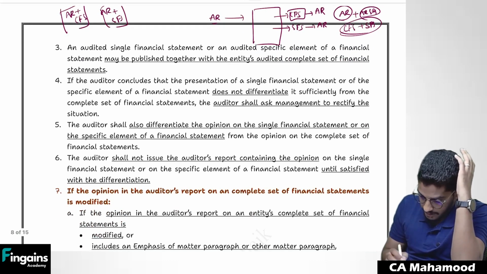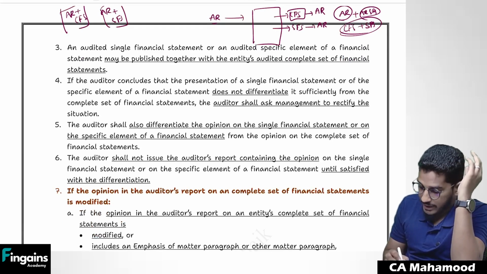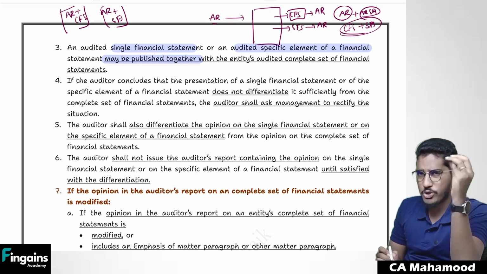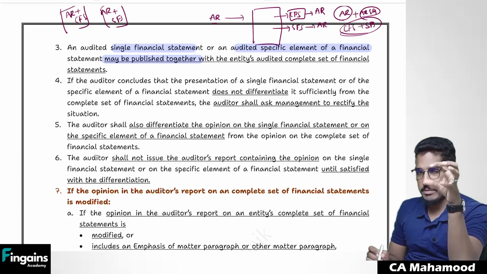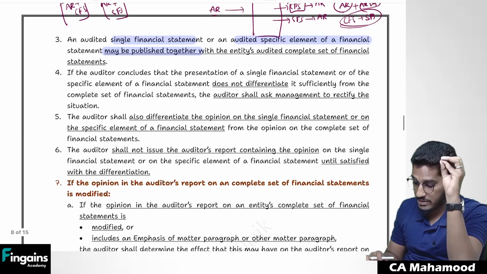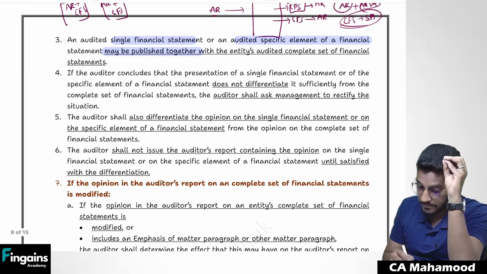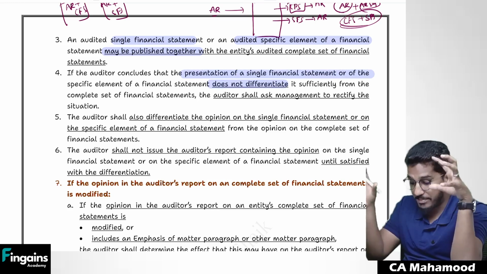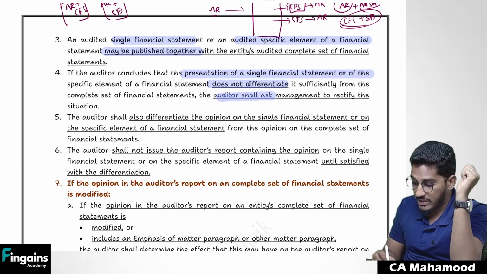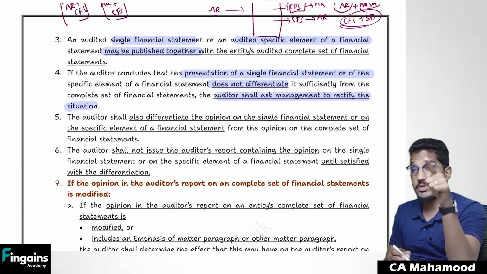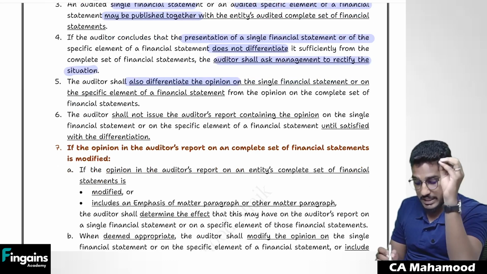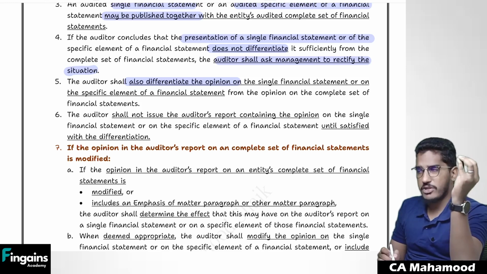See here. If you read this point, an audited single financial statement or an audited specific element of the financial statements may be published together along with the complete set of financial statements. You can insert them in a single document. But what is the most important thing? Differentiation. If the auditor concludes that the presentation of a single financial statement or specific element does not differentiate, does not bifurcate it sufficiently, then the auditor shall ask the management to rectify, to do the proper bifurcation. And the auditor shall also differentiate the opinion on the single financial statement from the opinion on the complete set of financial statements.